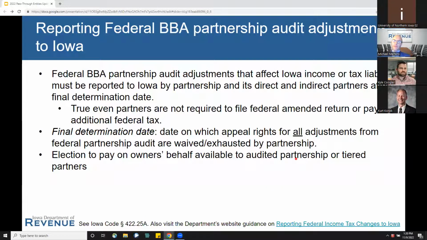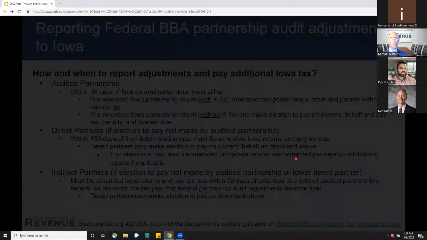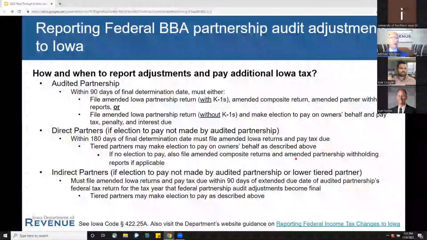There is another facet of these federal audit reporting requirements, and that is it incorporates this idea of an election to pay on its owner's behalf. The audited partnership, or if not made by the audited partnership, one of the tiered partners that is itself a pass-through entity, can elect to pay on its owner's behalf the tax related to those audit adjustments when reporting them to the state of Iowa. So how does this actually work?